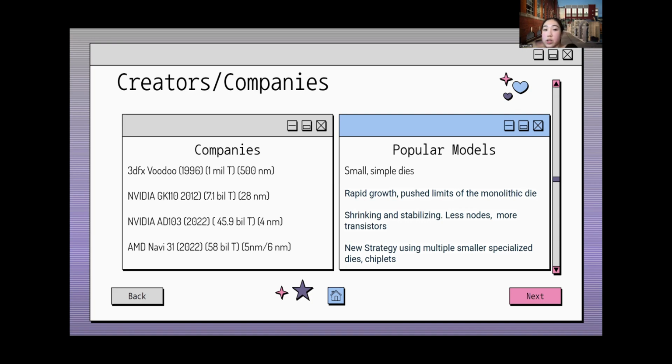And then in 2022, NVIDIA made another piece that had 45.9 billion transistors. And again, the size of the nodes shrank, increasing stability. They're shrinking the size. There's less nodes, more transistors. And then again, in 2022, Navi had 58 billion transistors with a 5 or 6 size node. The size went up, but they still increased the amount of transistors that they have. They were using new strategies, using smaller pieces, the chiplets.